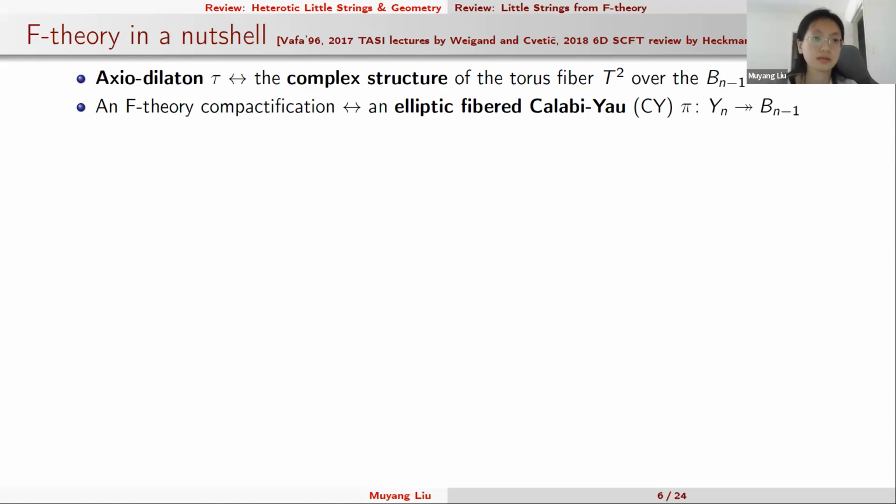which controls the string couplings, to the complex structure modulus of the torus fiber T2 over the base, such that the F-theory string compactification is given by those T2 fibrations over the base B_{n-1}, so that the total overall fibration space is a Calabi-Yau fiber space Y_n.